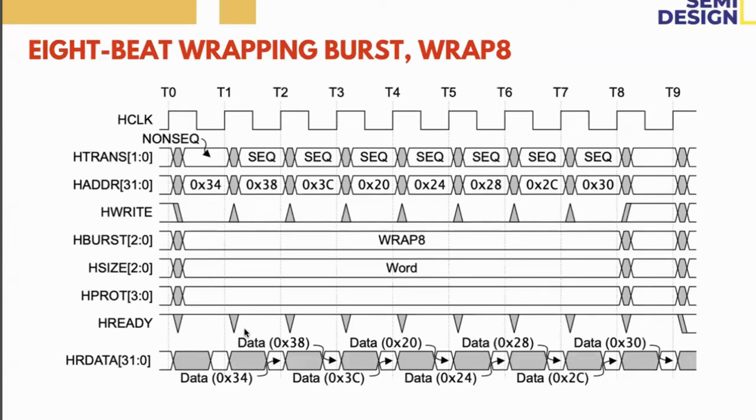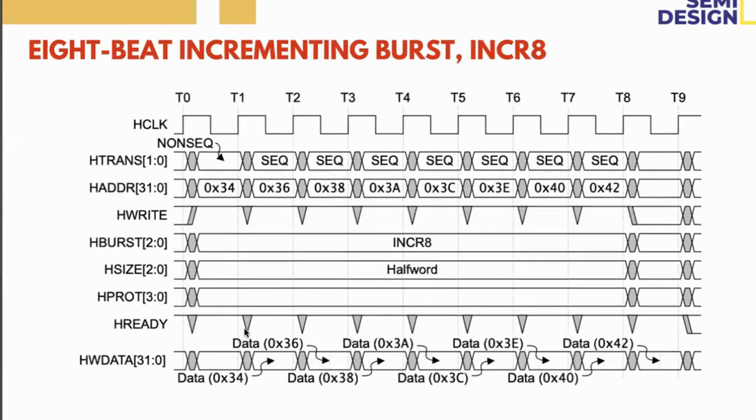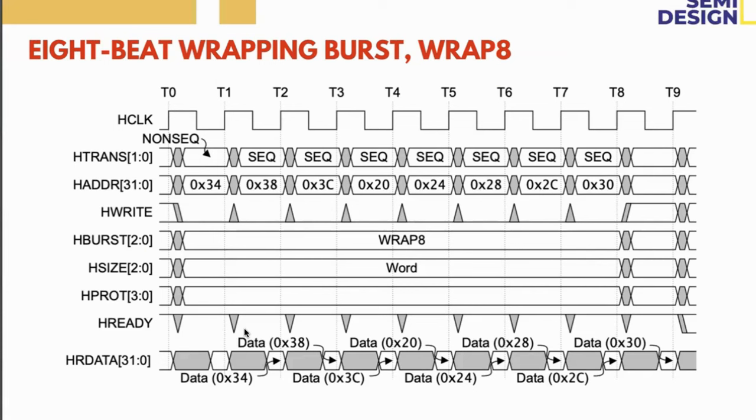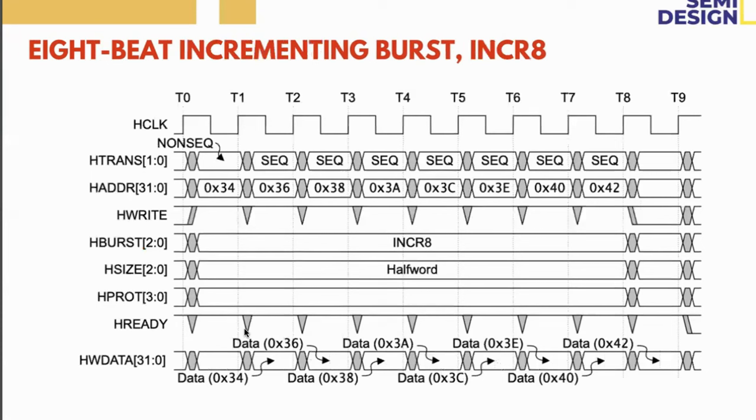So, 8-beat wrapping burst. If you observe here, size is word, and first non-sequential starts with 34, then sequential 38, 3C. Again the starting address is 20, same as previous. And incrementing is also the same. Here, whenever it reaches the last address 3C, again it starts from 20. But in increment, it doesn't do that, right? It will go on incrementing.